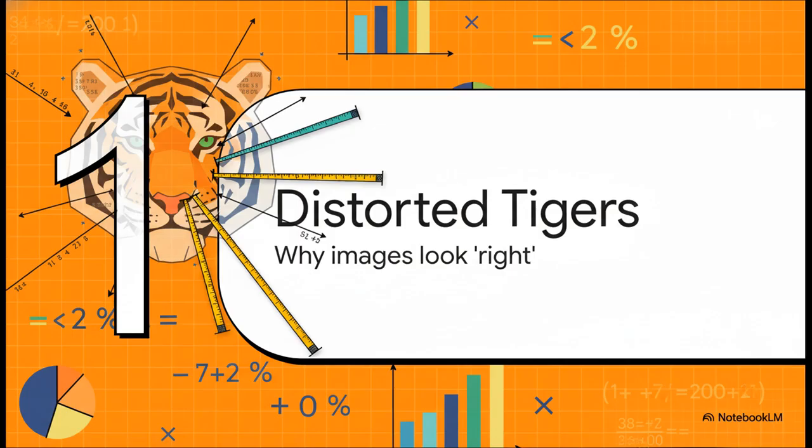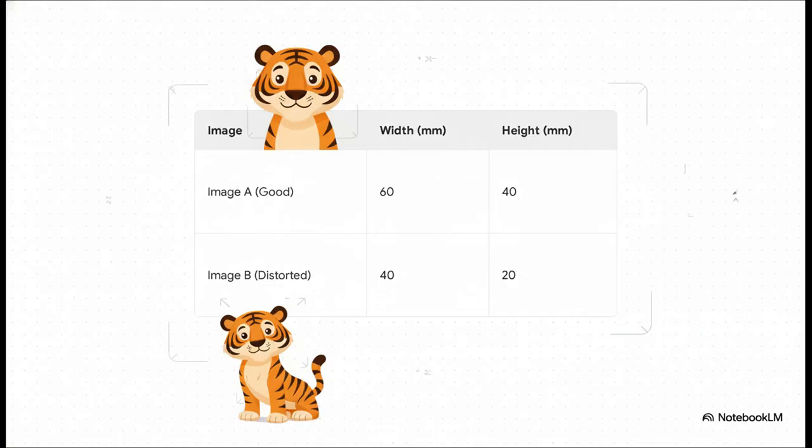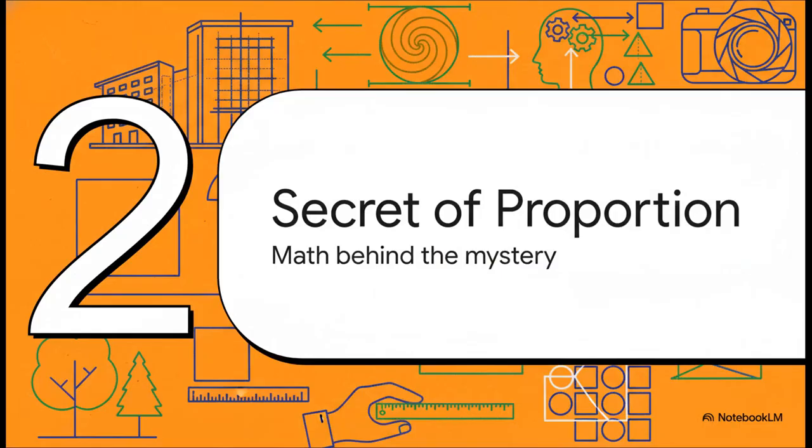To really solve this, we can't just trust our eyes. We've got to bring in some numbers. So let's actually measure these things. The tiger that looks good, image A, is 60 millimeters wide and 40 millimeters high. The distorted one, image B, is 40 wide and 20 high. Now, obviously the numbers are different, but that's not the important part. The real secret isn't in the numbers themselves, but in how they relate to each other. And that relationship, it has a special name.